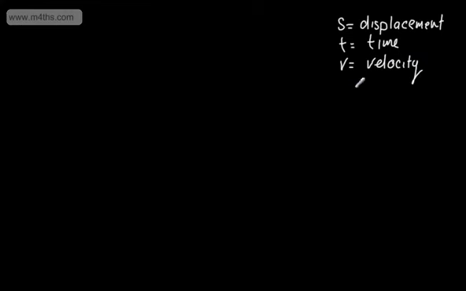We've seen from previous work that if we have S over T, that's going to be equal to V. Displacement over time is velocity, or if you like, distance divided by time is speed. We're fairly happy to accept that. This is what we call the rate of change. So the rate of change is velocity.